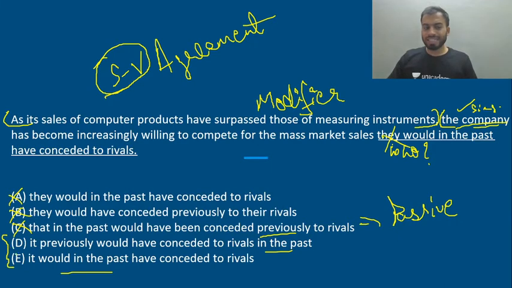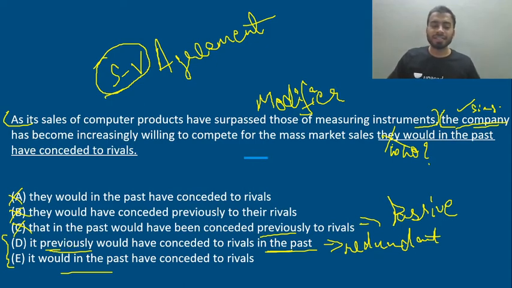Figure out from between D and E which is the more suitable option. Understand that this previously, and when we say in the past, this is becoming what? This is becoming redundant, right? We are already saying previously, so we don't have to say in the past, or we are already saying in the past, so we don't have to say previously. This is redundancy, and we try to avoid redundancy in our answer options always, right? That is why it would in the past have conceded to rivals makes more sense to me, and I'll go ahead with option E, right?